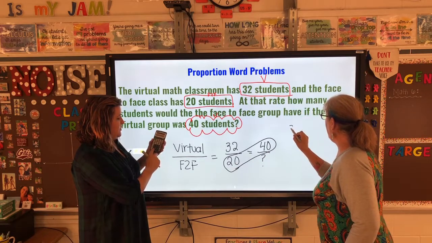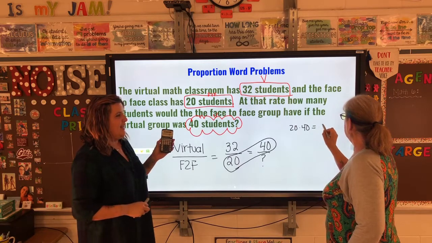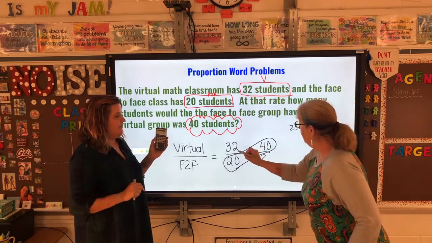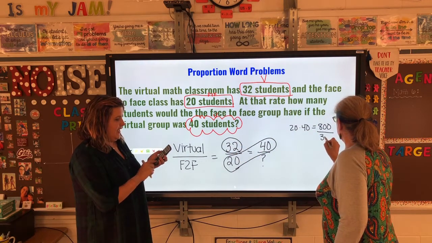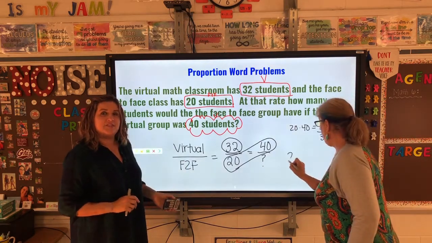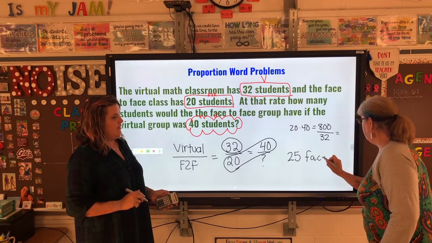Let's write it here. 20 times 40 is 800. My loop, right? We multiply. And then we divide. Circle, we divide by the circled number. And we're going to have 25 face-to-face students. 25 face-to-face. And I will write that out.